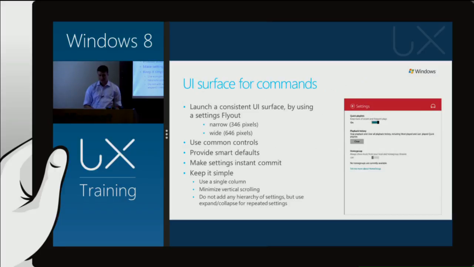So some notes on the UI surface that we make available, the system settings flyout that you can dump stuff into with your UI surface. There are two different versions we offer. We offer a wide version, which is 646 pixels, and a narrow version, which is 346. If you don't have a lot of content and text, you might want to go with the narrow version so that the user sees more of your main application when this system flyout control, or settings flyout control, pops up.